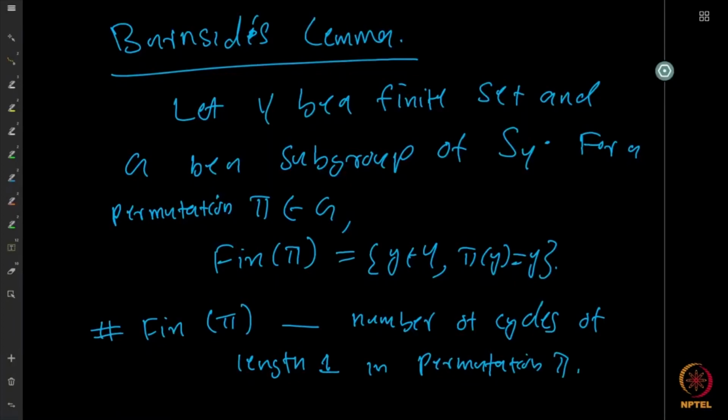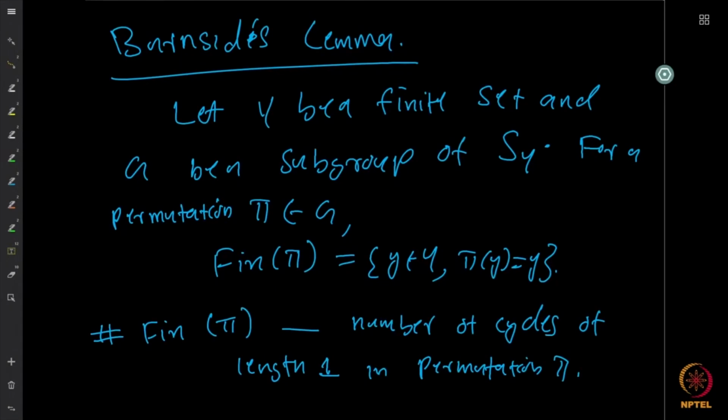Okay. Now, in the previous lecture, we stated Burnside's lemma, which is the following. Given a finite set, let's say Y, and a subgroup G of the symmetric group S_Y of Y, recall that Fix(π) is the set of all elements that are fixed by the permutation π. And the cardinality of Fix(π) is clearly the number of cycles of length 1 in permutation π, right?